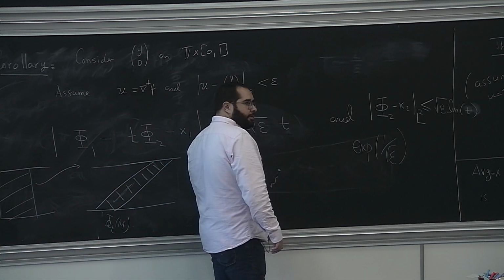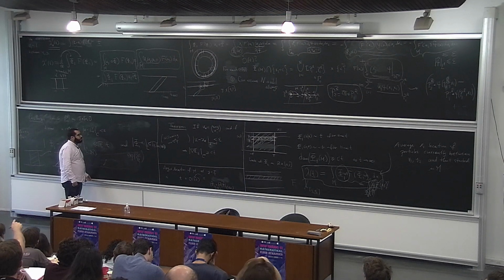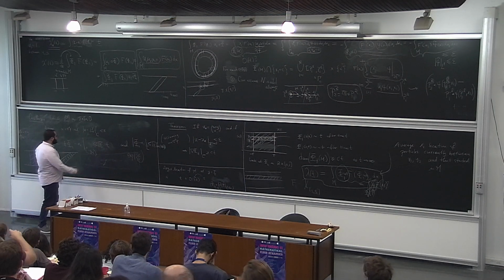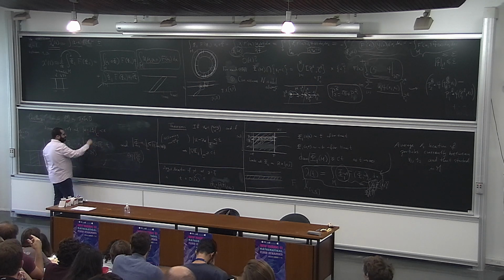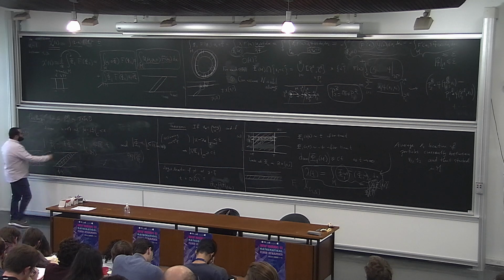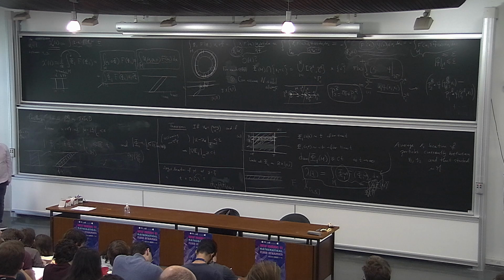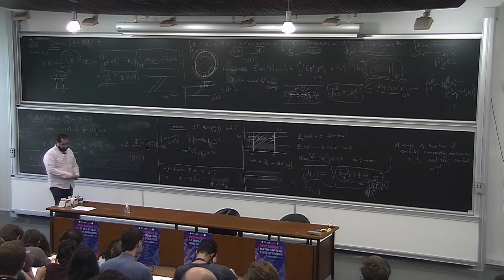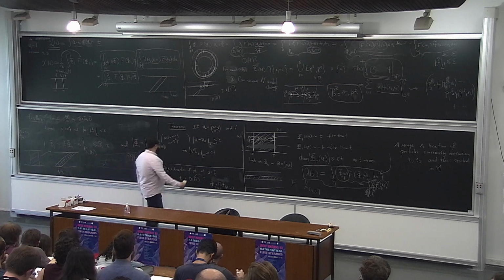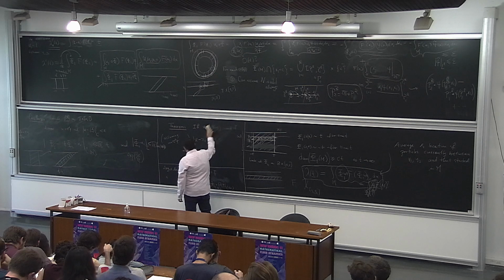Sorry? Yes. You sometimes use x1, x2, and sometimes x and y. Yeah, sorry, apologies. With the flow map, I don't like writing phi x and phi y. It looks like a derivative.